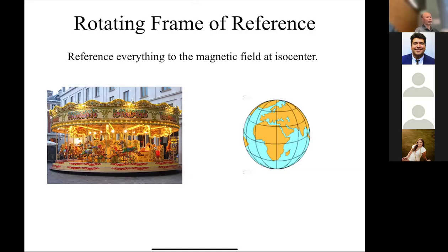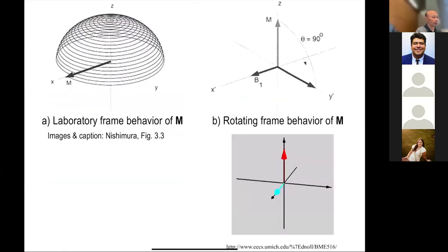It's essentially analogous to your friends on the merry-go-round and you see them spinning. Once you get onto the merry-go-round, you're in the same frame of reference. So if they were falling off the merry-go-round, in the laboratory frame of reference they're falling off like this. But if you're standing right next to them, they'd just be falling like this. You just see them falling off. You're not worried about this frame of reference. So for this course, we're going to be in the rotating frame of reference.